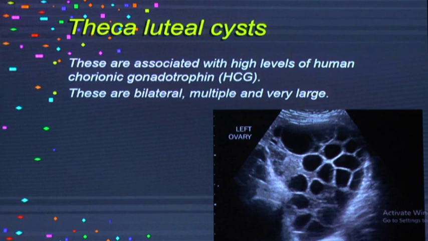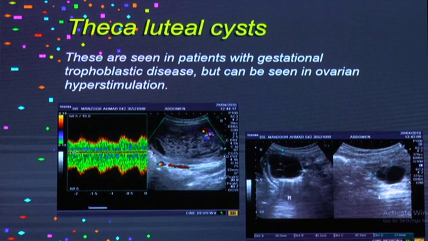Non-neoplastic ones are theca lutein cysts, which are associated with a high level of human chorionic gonadotrophin. Most of the time these are bilateral, multiple, and large cystic areas. Most of the time these are associated with gestational trophoblastic disease, that is molar pregnancy, and can sometimes be seen with ovarian hyperstimulation. When ovulation induction therapy is given, both ovaries may become hyperstimulated and produce multiple cystic areas.